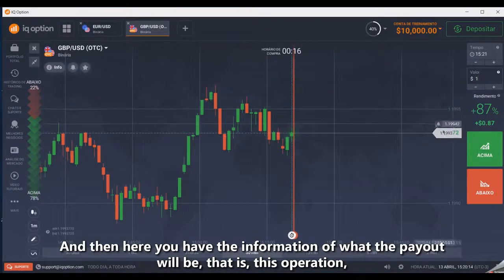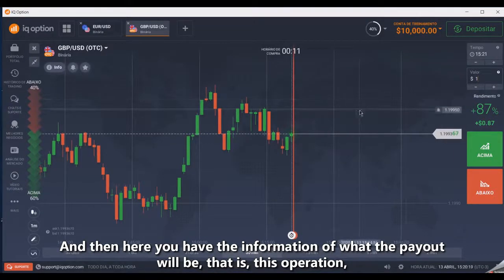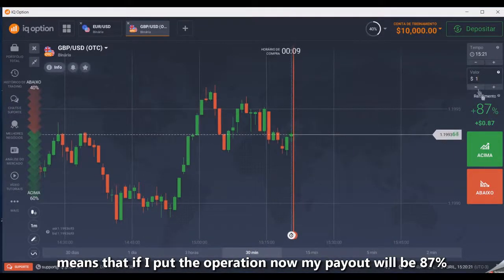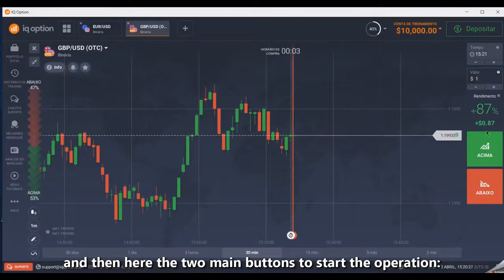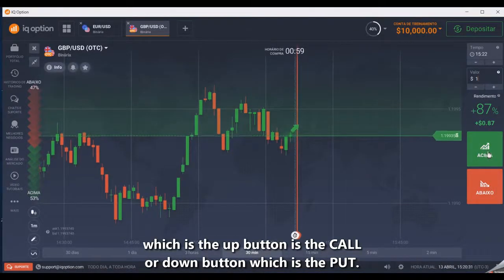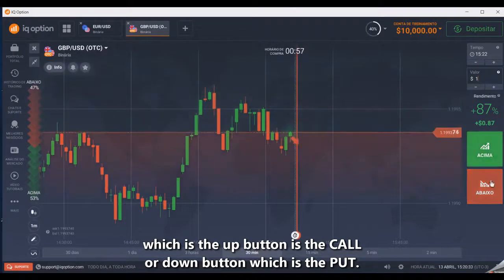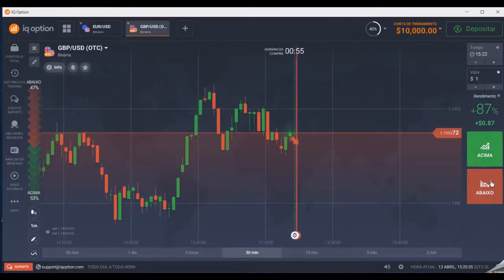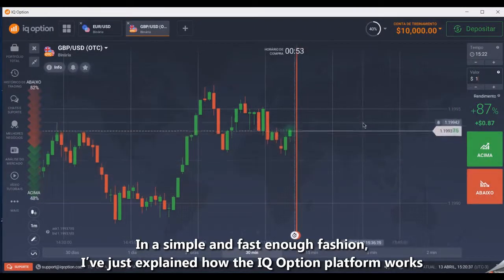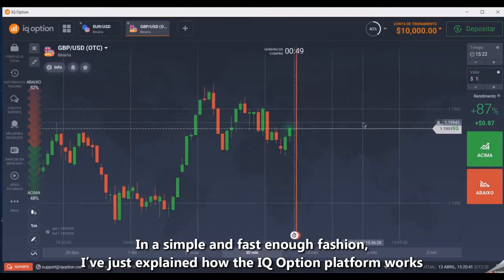Here we have the information of what the payout will be. That is, this operation means that if I put the operation now, my payout will be 87%. And then the 2 main buttons to start the operation: the up button is the call, and the down button is the put. So in a simple and fast enough fashion, I've just explained how the IQ Option platform works.